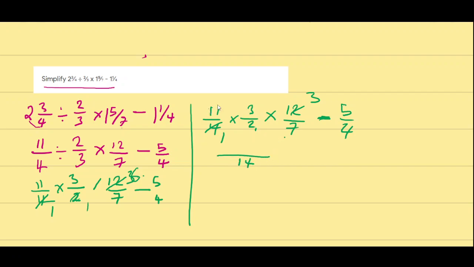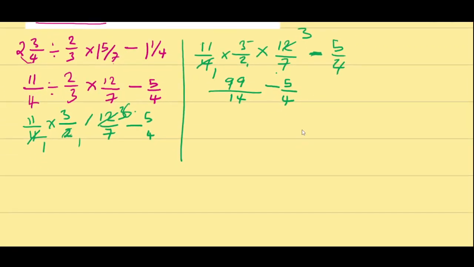And then when we multiply 11 times 3, we get 33. Multiply by 3, we get 99. So this is 99 divided by 14 minus 5/4. Here, the LCM is between 7 and 4, since 2 is already in 4. So 7 times 4 is 28. So 28 here. So 14 divided by 28, of course, that is 2.